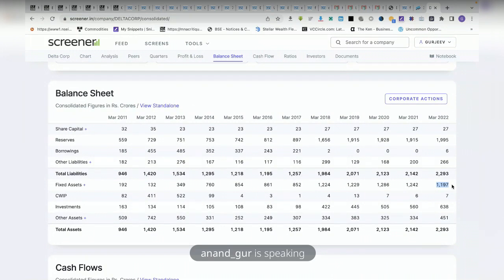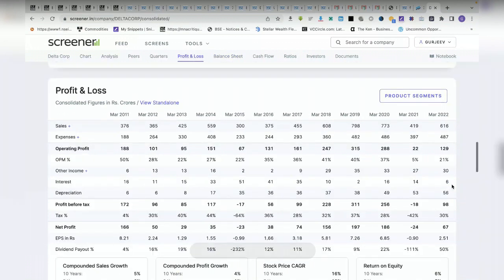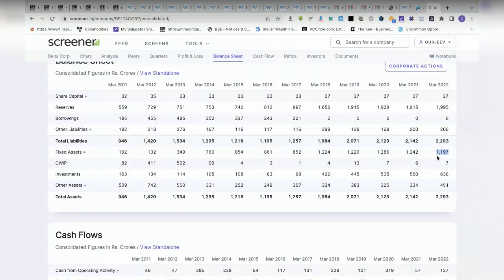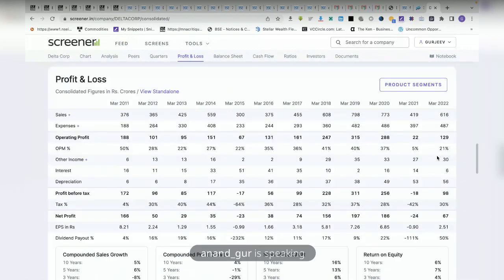What is my asset turnover here? What is my asset value over here? 1197. And what is my sales over here? 616. 0.51, sir, sales turnover. And I said we should not buy a company below 1 times asset turnover. Yes. So is this a good investment?